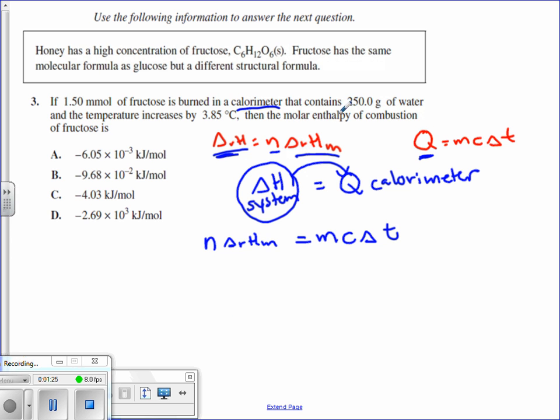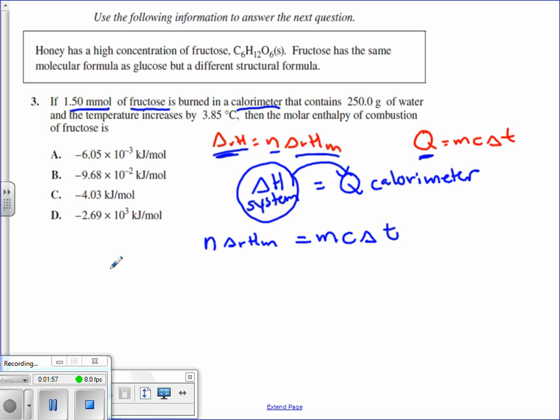So let's sub in the information that we know. For the left side, this information applies to the chemicals that are reacting. The water in the calorimeter is the values that we use on this side. So my reactant in this case is fructose, and the amount is given in millimoles, so what we could do is convert that to moles right from the start, or you could convert at the end. I'm going to convert to moles right away.